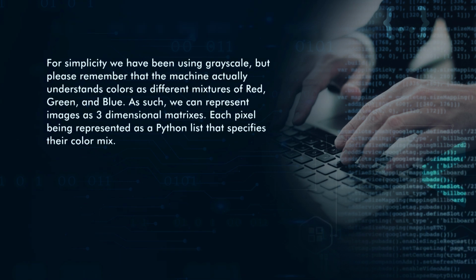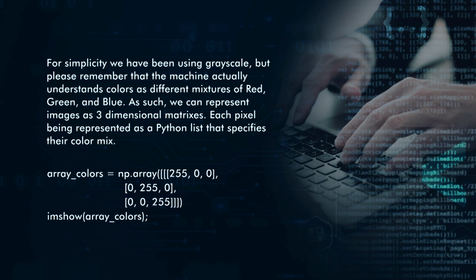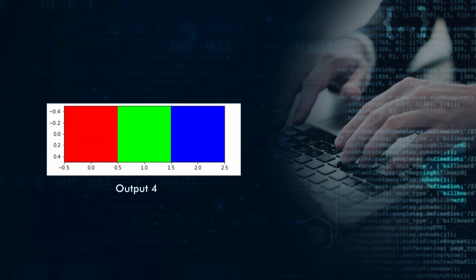For simplicity, we have been using grayscale, but please remember that the machine actually understands colors as different mixtures of red, green and blue. As such, we can represent images as a 3-dimensional matrix, each pixel being represented as a Python list that specifies their color mix. So, this is the example, that is array of colors np.array, and then we have imshow array colors. The output will be the red, green and blue colors segregated.